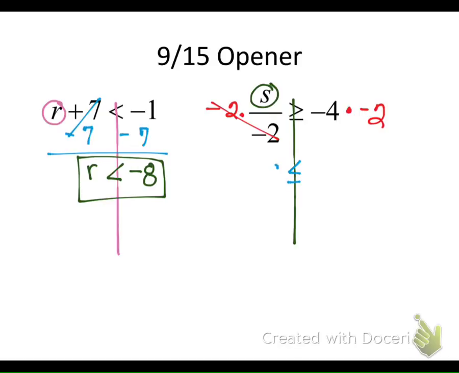On my left side, I bring down my variable s. Quenisha, go ahead and finish it up. What's negative 4 times negative 2? Positive 8.